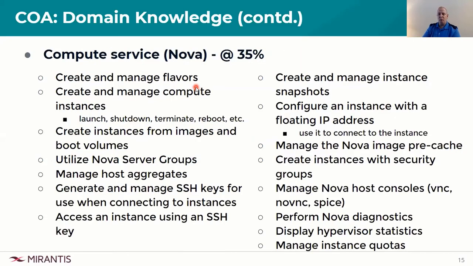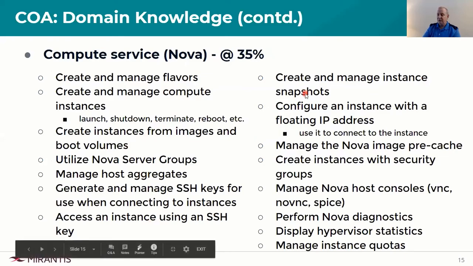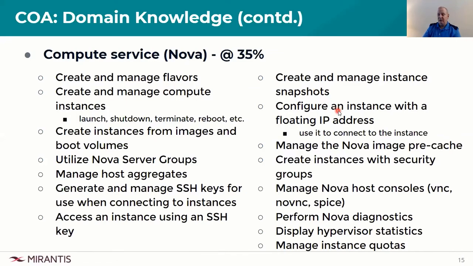Nova, about one third of the exam. Typical stuff, flavors, instances. Create an instance from a boot volume, maybe. Use server groups or host aggregates. SSH keys possible. Instance snapshots. Floating IP addresses, etc. So you can see a pretty extensive list for Nova.